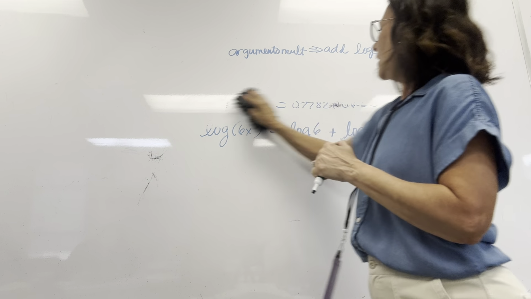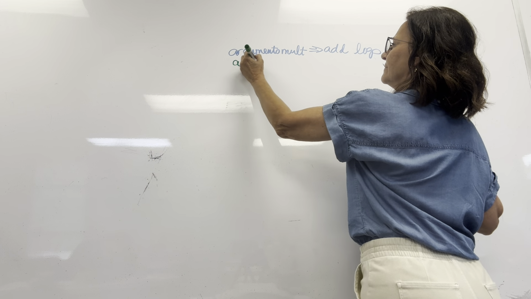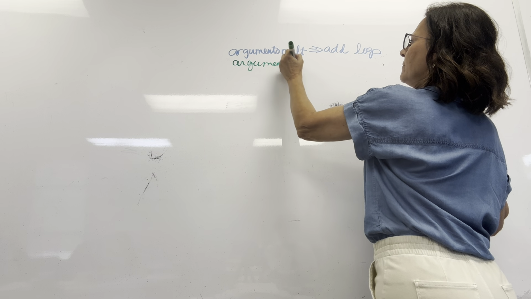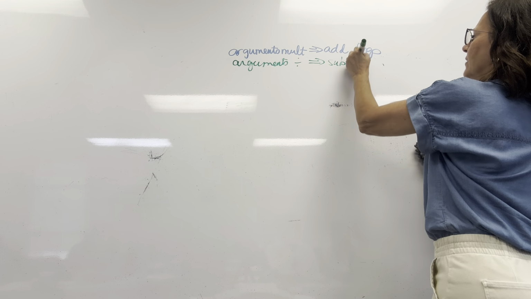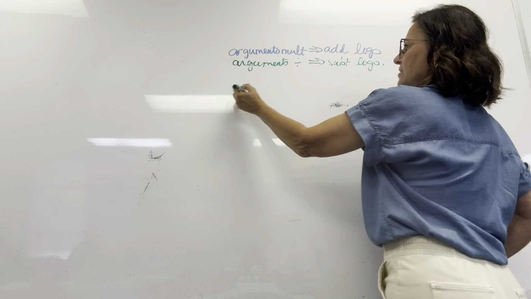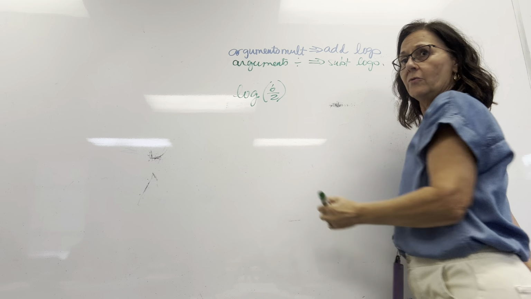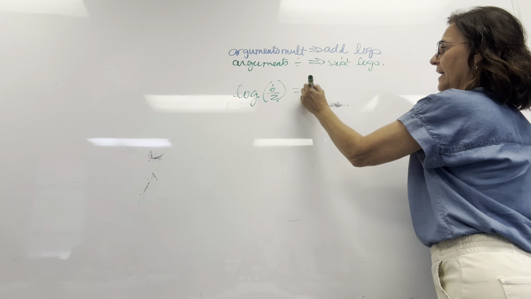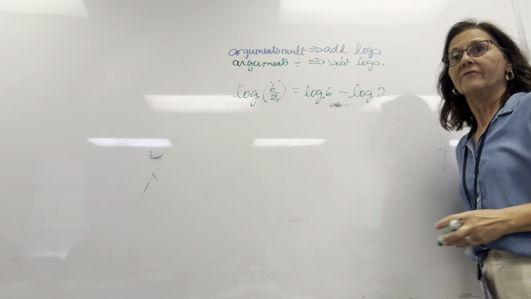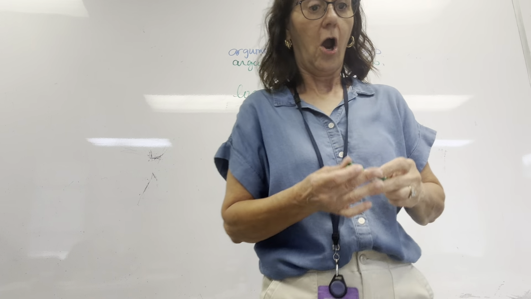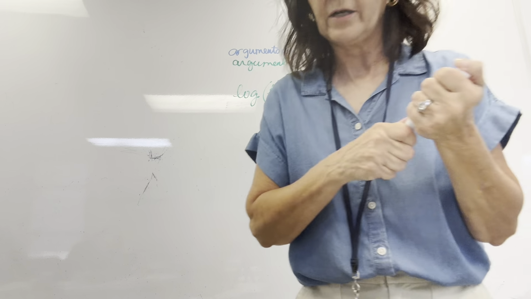All right, so what do you think happens when arguments are divided? Subtract. Correct. Arguments divided, we can subtract the logs. So if I have the log of 6 divided by 2, that's the same thing as the log of 6 minus the log of 2. Arguments divided means we can subtract the logs, and we can prove that.